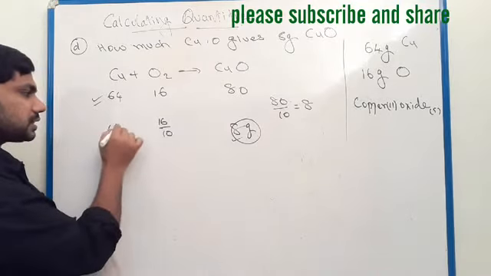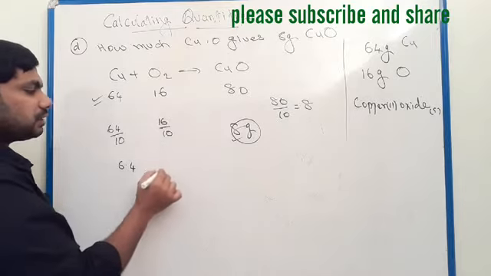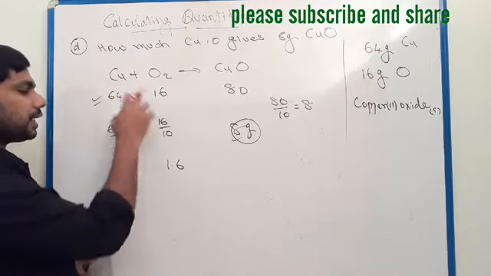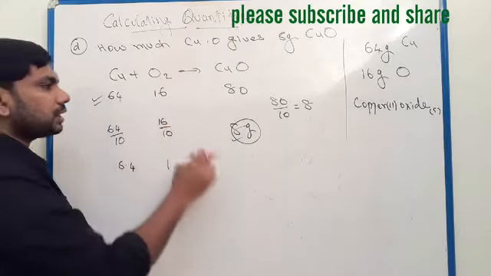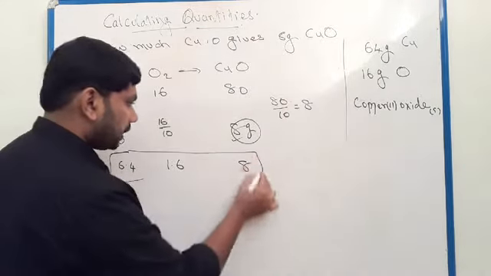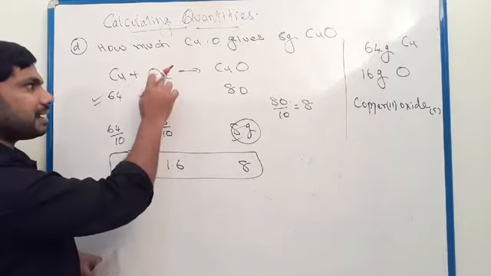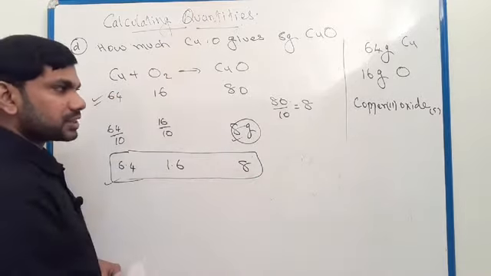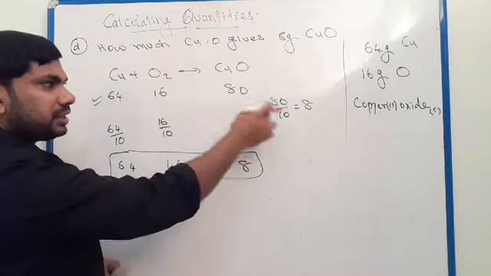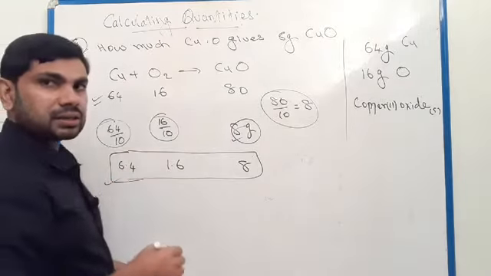So 64 divided by 10 will be 6.4. Here 16 divided by 10, 1.6. So here 6.4 gram copper reacted with 1.6 gram oxygen, 8 gram copper 2 oxide formed. Okay, so this is the answer. So you have to check like this. 80 changed to 8, 80 divided by 10, that is 8. So also we have to do the same thing. That is the answer. Clear?